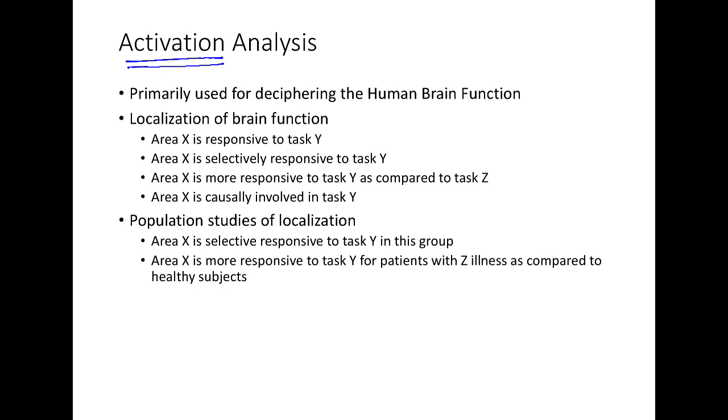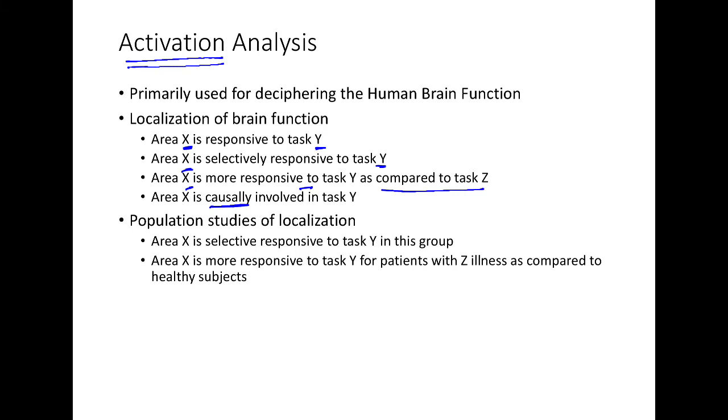So we have to understand, we talked about this, area X is responsive to task Y is slightly different from area X is selectively responsive to task Y. Or you can say area X is more responsive to task Y as compared to task Z. And versus causal connection, right? Causally involved in task Y. So we'll see how to answer each of these questions using fMRI protocol design.